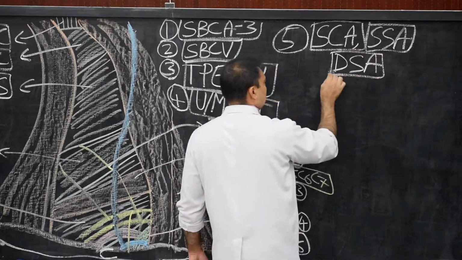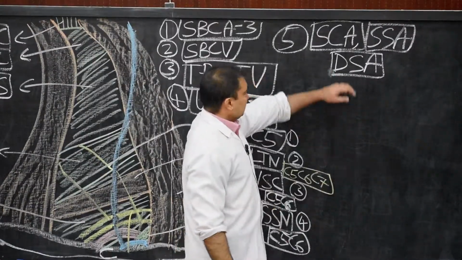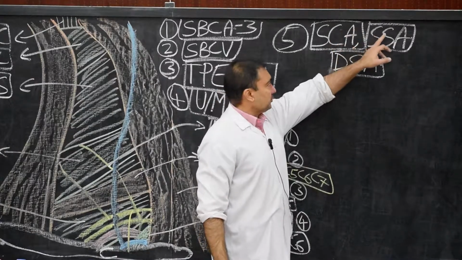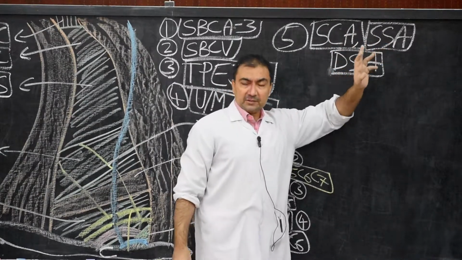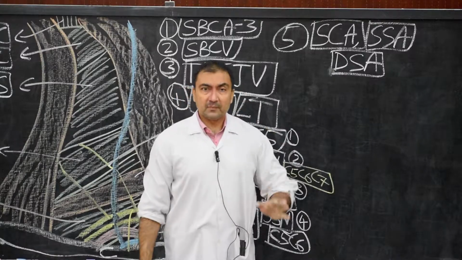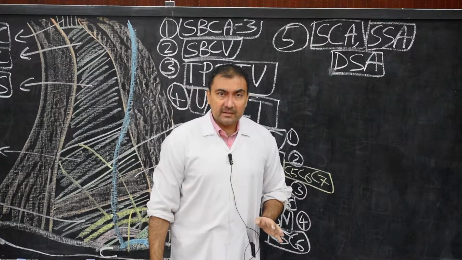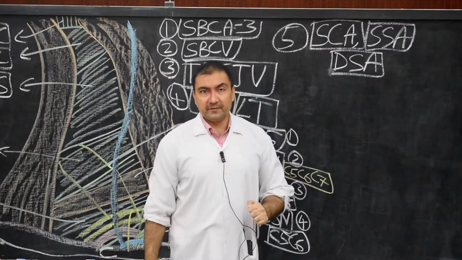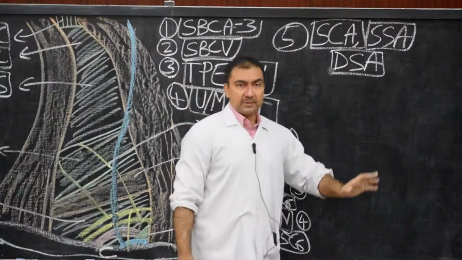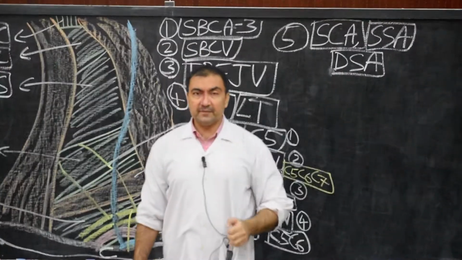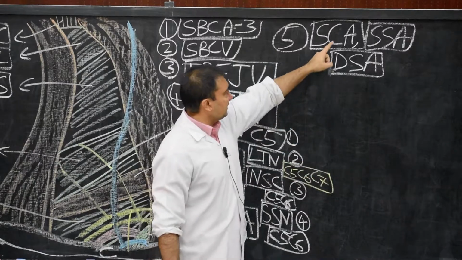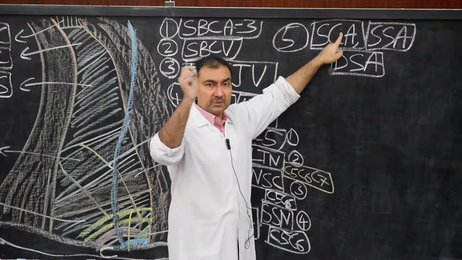Now please note down, the superficial cervical artery and suprascapular artery, they are the branches of thyrocervical trunk of the subclavian artery. Which part of subclavian artery? First part of subclavian artery. And dorsal scapular artery is a branch of third part of the subclavian artery. Now superficial cervical artery, remember this was the content of the occipital triangle.